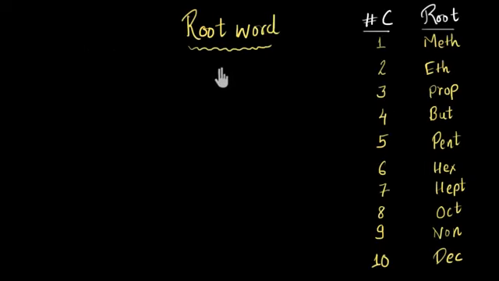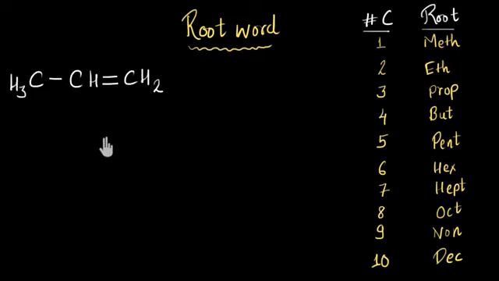Let's first talk about the root word. This refers to the number of carbon atoms present in a molecule. If there is only one carbon atom, then to denote this, we use the root word meth. If there are two carbon atoms, then we use eth, three, then prop, four, then but, and so on and so forth. So for example, if this is the molecule that we are trying to name, then first of all, I will only focus on the number of carbon atoms. Okay, I see three carbon atoms. So to denote the presence of three carbon atoms, I use the root word prop. Let me write it down. Prop.